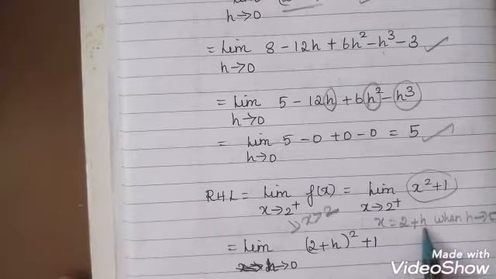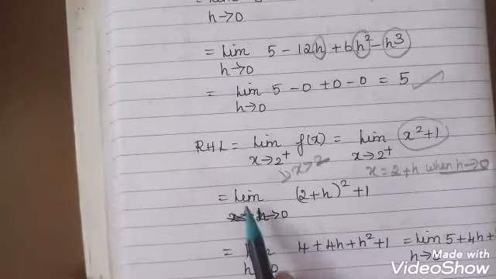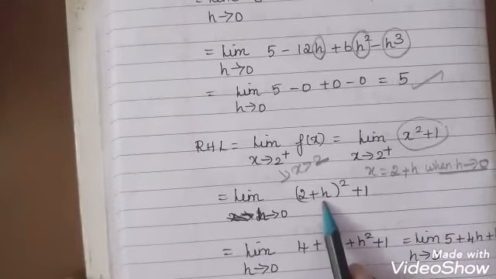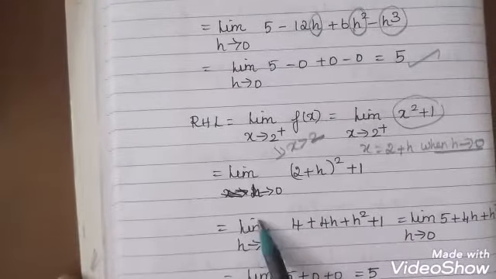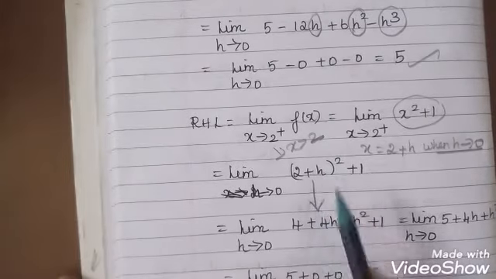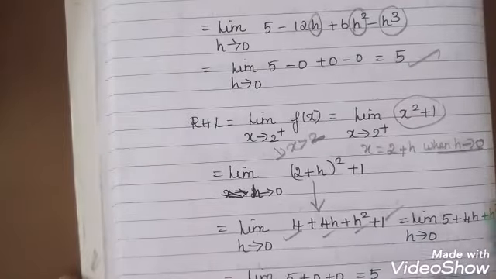X is equal to 2 plus h, when h tends to 0. So how do I write here? Limit of h tending to 0, your x is replaced by (2 plus h) the whole squared plus 1. This is equal to limit of h tending to 0, (a plus b) the whole squared. What is (a plus b) the whole squared? 4 plus 4h plus h squared plus 1 you will get here.